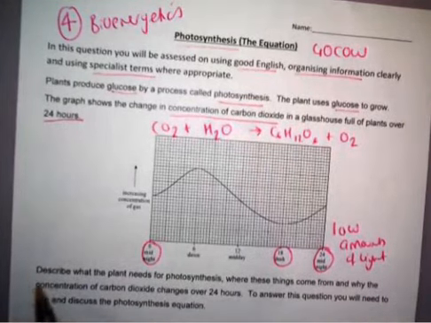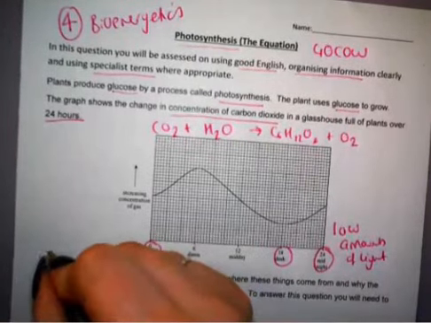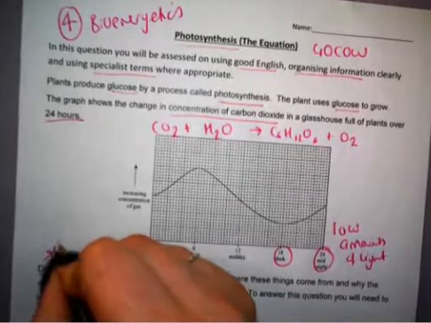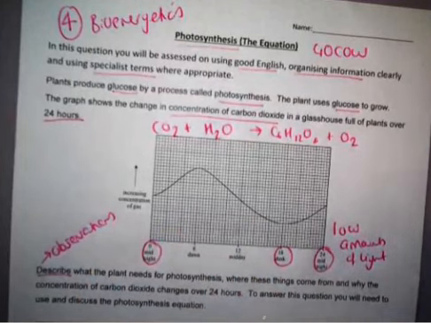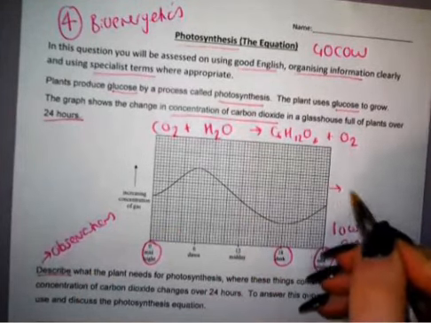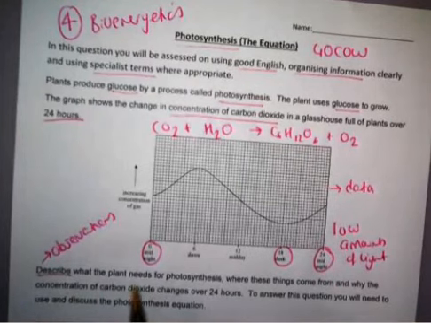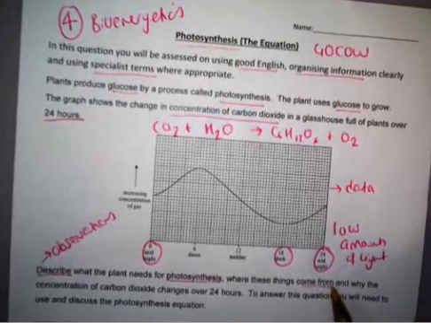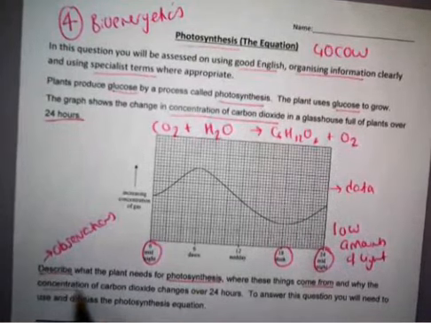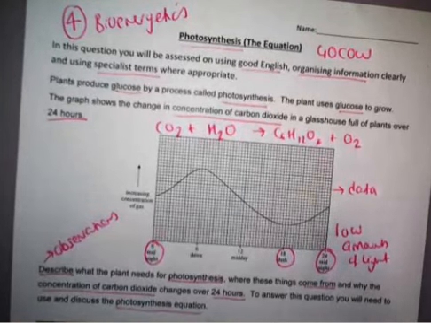It says describe. Now the command word describe means say what you can see. So what are the observations I am going to see? What data can I see in my graph? What data is observable? Describe what the plants need for photosynthesis, where these things come from, and why the concentration of carbon dioxide changes over 24 hours. To answer this question, you'll need to use and discuss the photosynthesis equation.